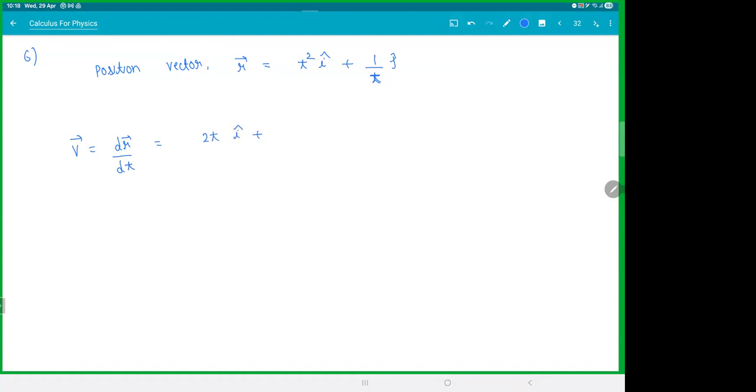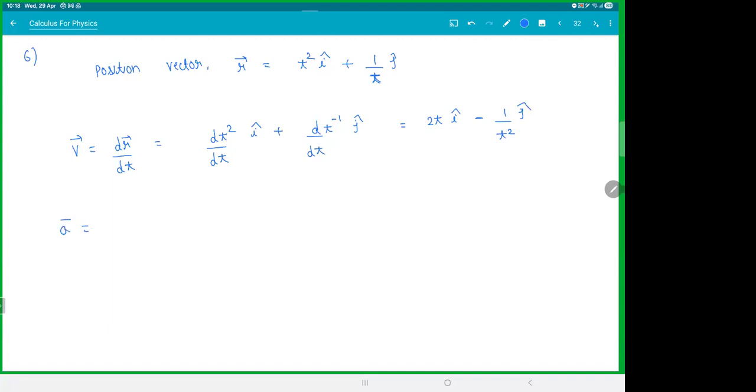And what is 1 by t? That is t power minus 1. So maybe if you want, I'll write it down once. This would be 2t i cap, and t power minus 1 differentiates to minus 1 by t square j cap. That's your velocity, everyone.